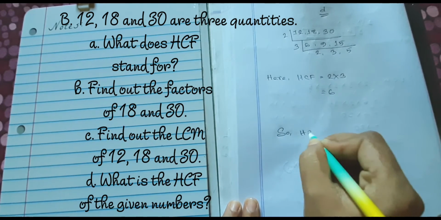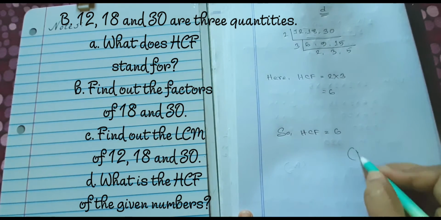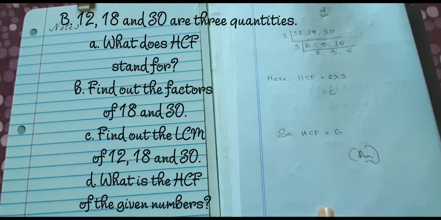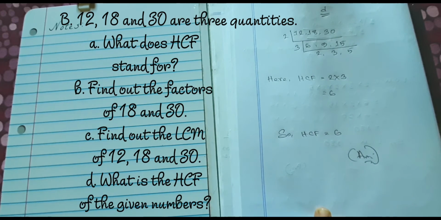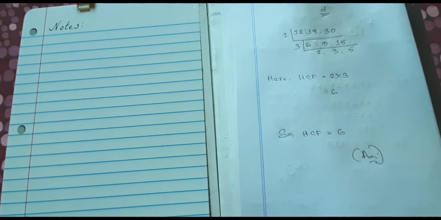So HCF equals 6. This is your answer. Okay, this is the short version using the Euclid method. If you want to do it by factoring, then you have to go for more detailed writing. I don't want you to go for that detailed writing. I have already given you the link of the extra part I have already done. Still, if you need it, please text me so that I can give you the link.